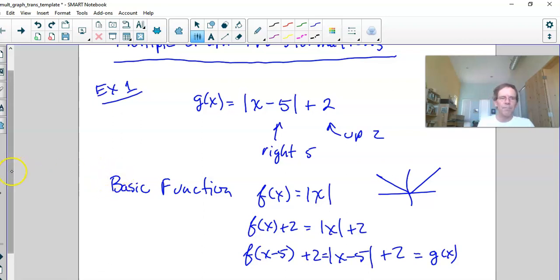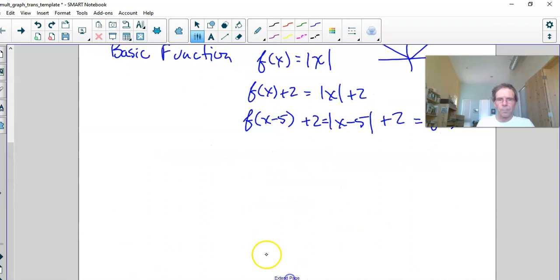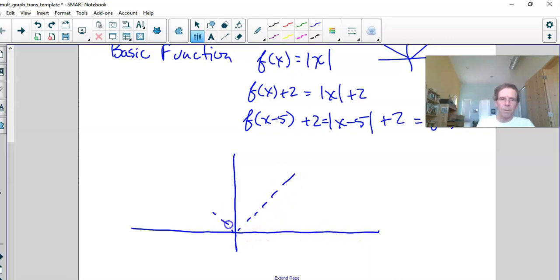Okay, well, let's graph this thing. Let's make a little room here. Our basic graph looks like this. Some important values are 1, 1. We have a point 1, 1 on the graph. The origin is on there, and the point -1, 1 is on there. And those are good points to use to find the new location.